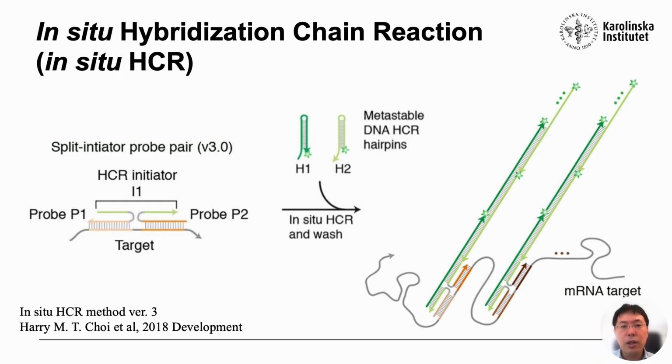In situ HCR is a novel in situ hybridization method that uses an initiator sequence and metastable hairpins. A pair of DNA probes, as shown here, hybridize to the target RNA sequence and form the initiator sequence, as shown here. After hybridization, two metastable DNA hairpins begin to hybridize with each other on the initiator sequence without any enzymatic activity. That's why it's called hybridization chain reaction.